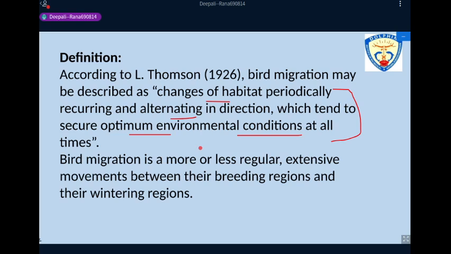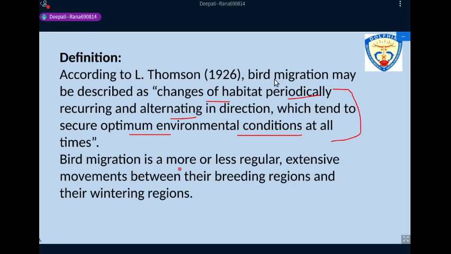Okay. And this is said to be a periodical movement. That means every year this phenomenon will be practiced without fail. If the bird has the habit of migrating, it will migrate. It will start its journey at a particular time, at a particular period of the year, and it will go back to the same place during a particular duration.